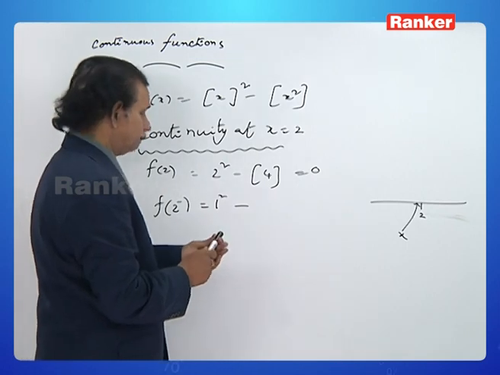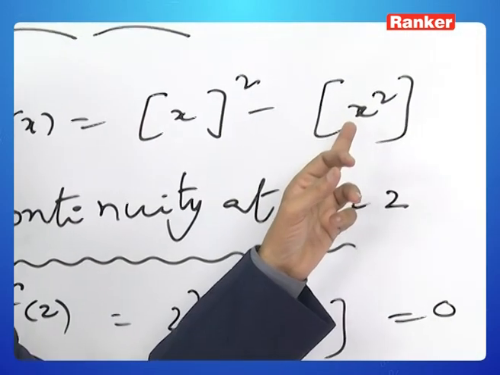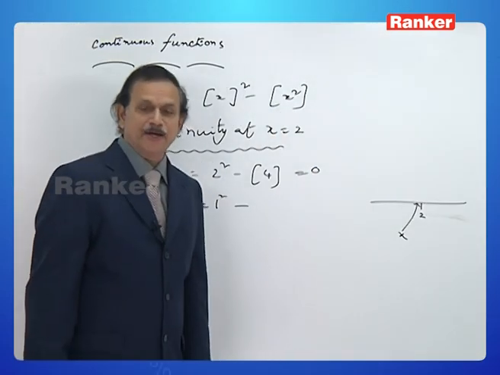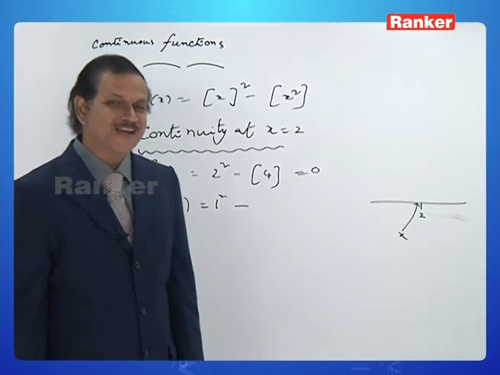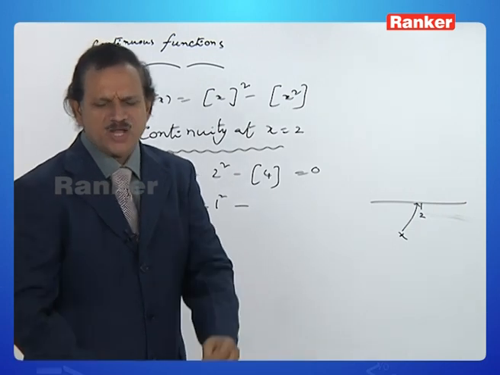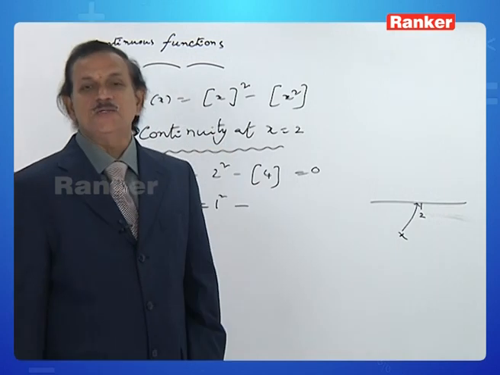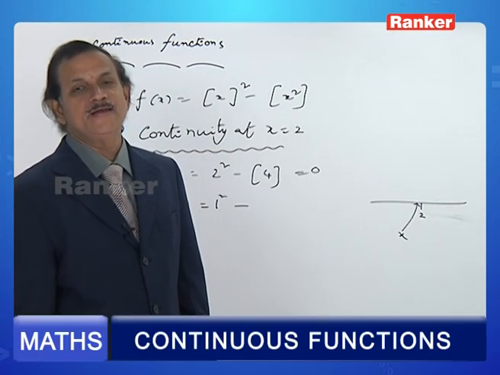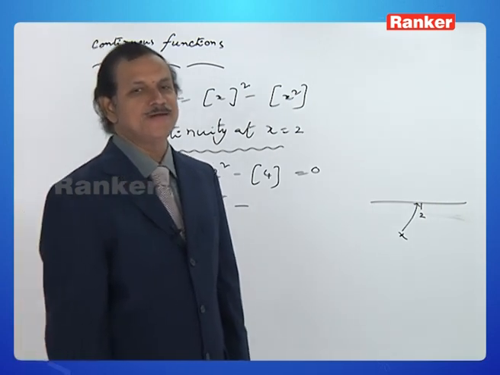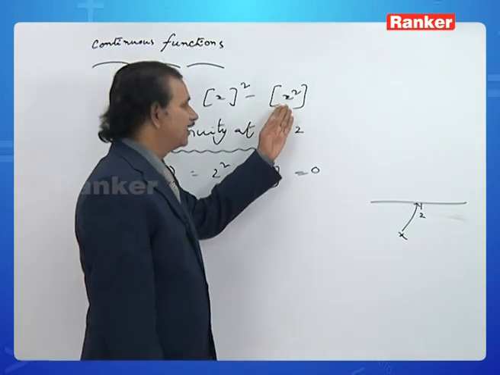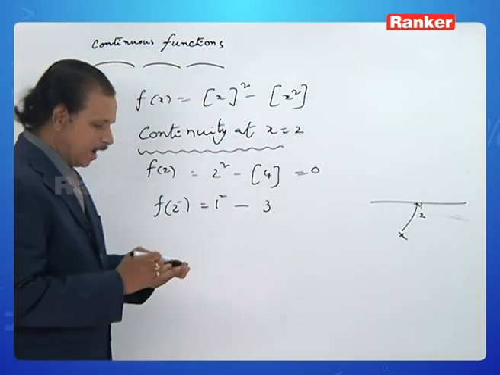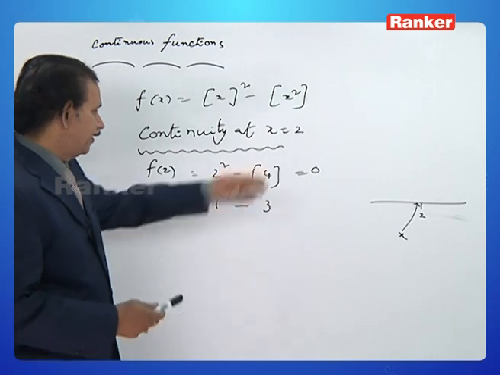minus. Imagine x in terms of 1.999999. 1.999999 whole square, what is that? It is around 3.9999, and so on. It's a very easy matter to estimate. 2 square is 4, so 1.99999 whole square is just less than 4. That is, it takes the shape 3.9999 and so on, and its integral part is 3. 1 square is 1. 1 minus 3 is minus 2, not 0.